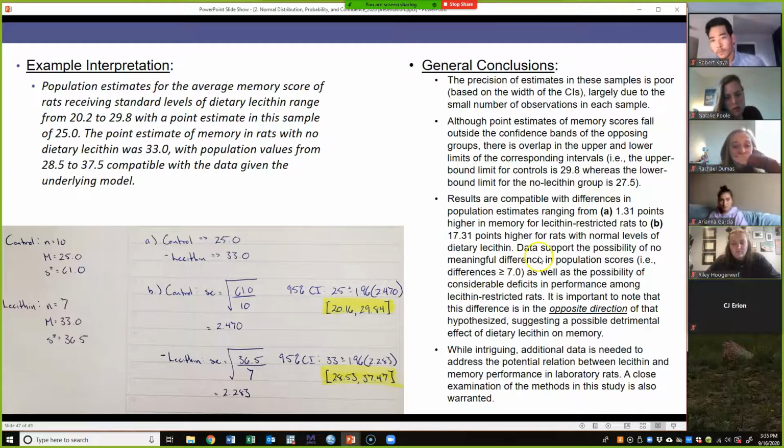Okay, and so our data here support the possibility of no difference, right? As well as the possibility of huge differences, right? And differences going in the opposite direction, right? So really my confidence intervals say, I don't know, results could be a little over a point higher in this group to about 17 points higher in this group. And everything's turned around backwards. 0 is a possibility. There might be no difference at all, right?